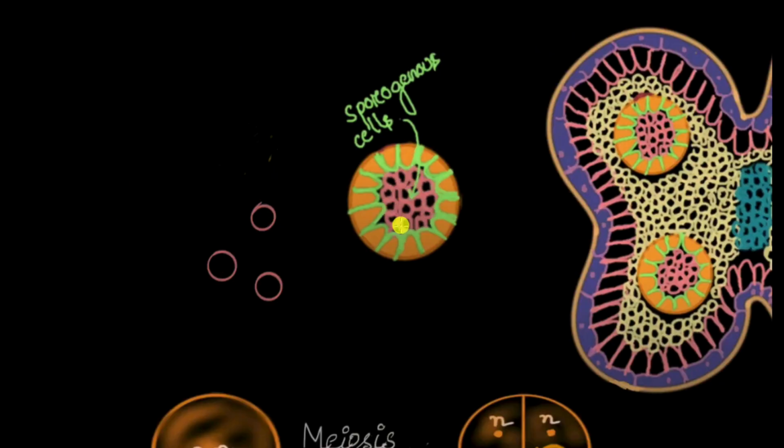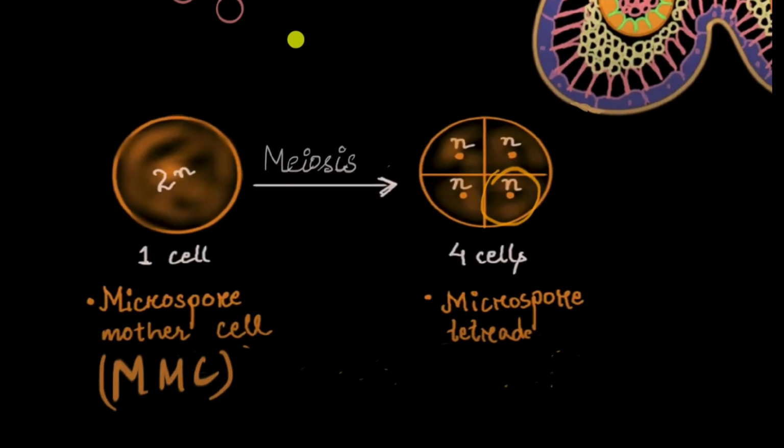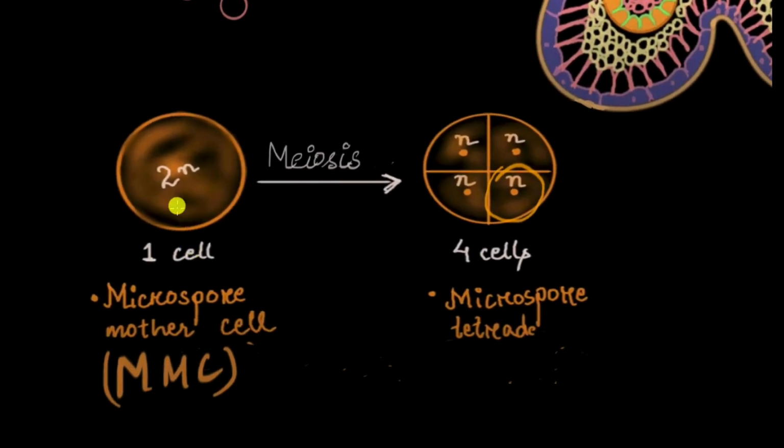The pink color cells inside, each of these cells are capable of developing into a pollen grain. So you have these pink color cells here, and then these cells eventually undergo meiosis to produce pollen grains. This is how the process looks like. Now each of these cells inside the sporogenous tissue, which is capable of undergoing meiosis to produce 4 microspore cells, is called a microspore mother cell or MMC. So this diploid cell, microspore mother cell, undergoes meiosis to produce 4 haploid microspores.